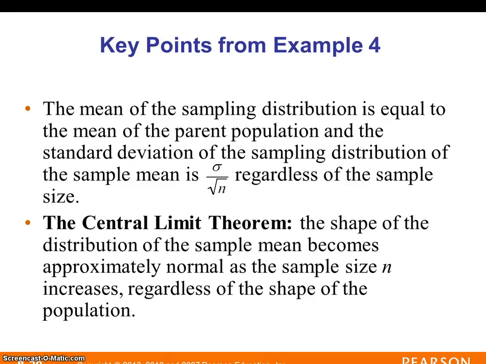And this brings us to what's known as the central limit theorem, which says that the shape of the distribution of the sample mean, so the shape of the samples that you're drawing from the population, becomes approximately normal as the sample size n increases, regardless of the shape of the underlying distribution, if it's normal or uniform or skewed left or right, etc.